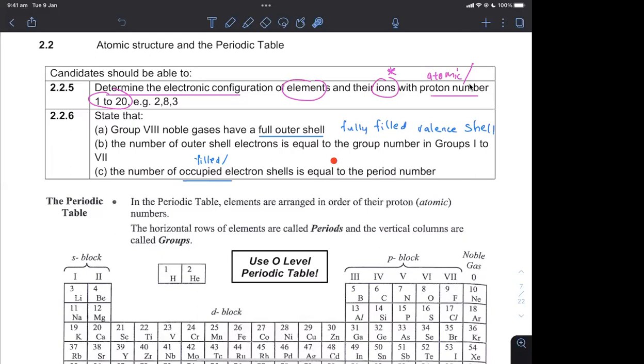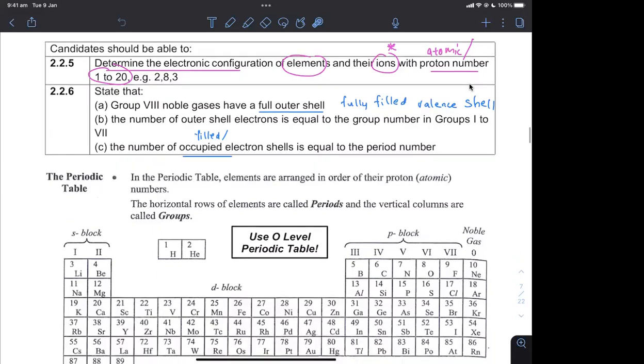So during the SSRU period, we kind of got started with the electronic configuration of elements and their ions. I told you that you need to know it for the first 20 elements. I think most of you actually had done it for the first 20 elements. Not too sure if you actually knew what you were doing.